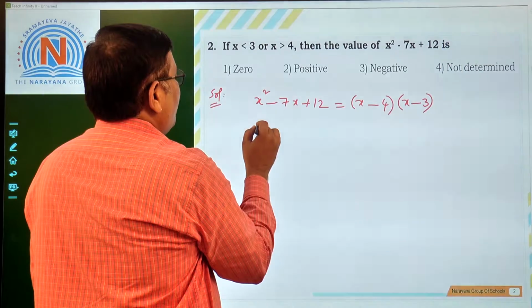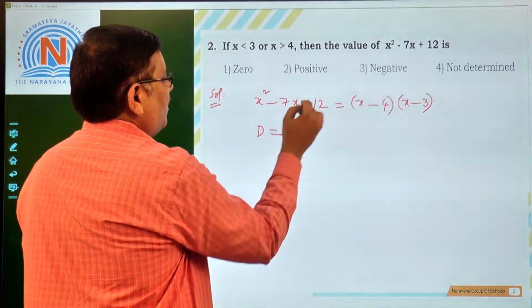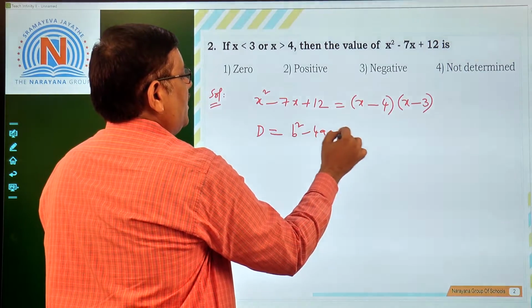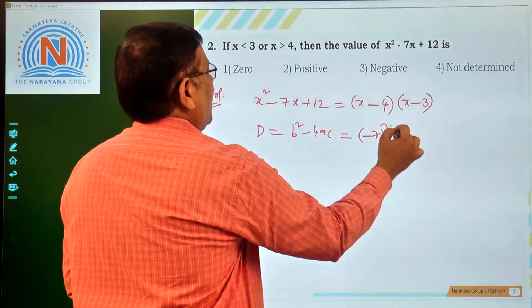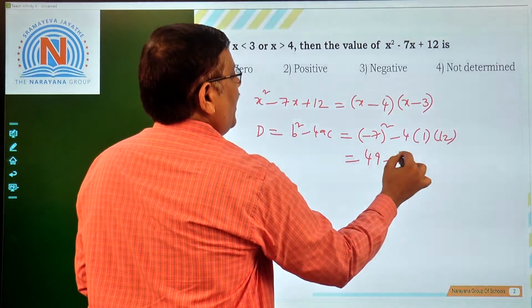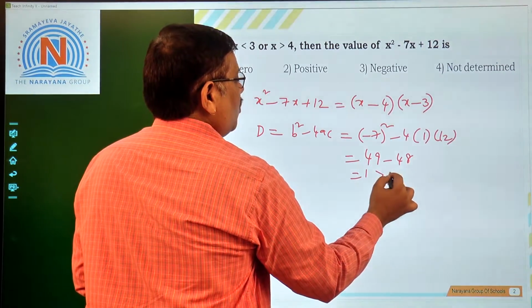Next, again, let us try to find the discriminant of this. The discriminant is b square minus 4ac. That is minus 7 square minus 4 into 1 into 12. That is 49 minus 48, which is 1, and that is more than 0.